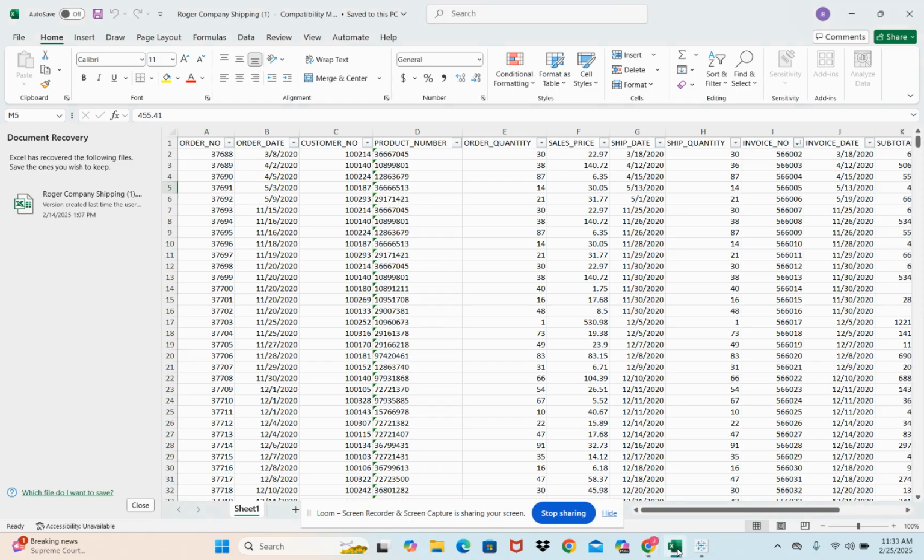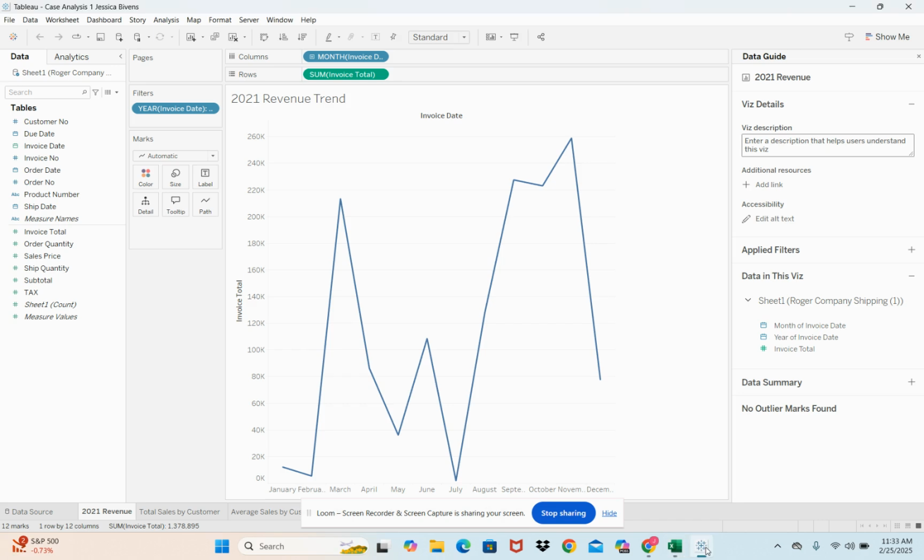So first, I imported this Roger Company shipping file into Tableau and ensured that all of the data was correctly classified. Then I focused on analyzing the 2021 revenue trends. I filtered the data to display only 2021 sales and plotted this monthly revenue trend, which gives us an overall view of the company's performance. And once that was completed, we can now see that the 3 months with the highest sales were November here, September, and March at the highest points here.